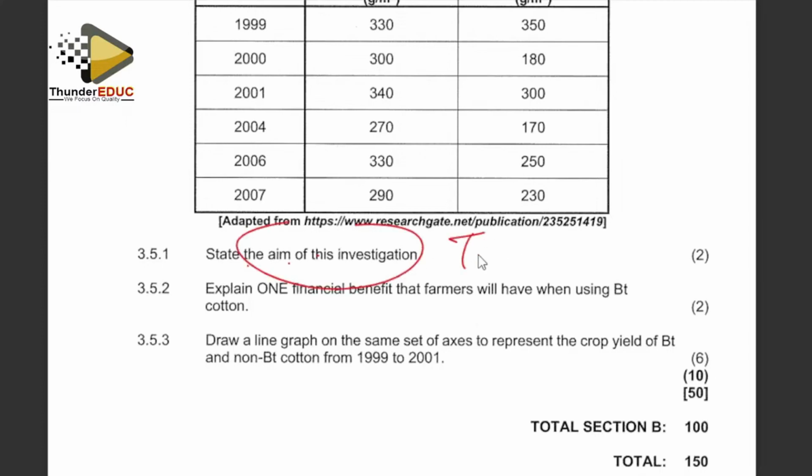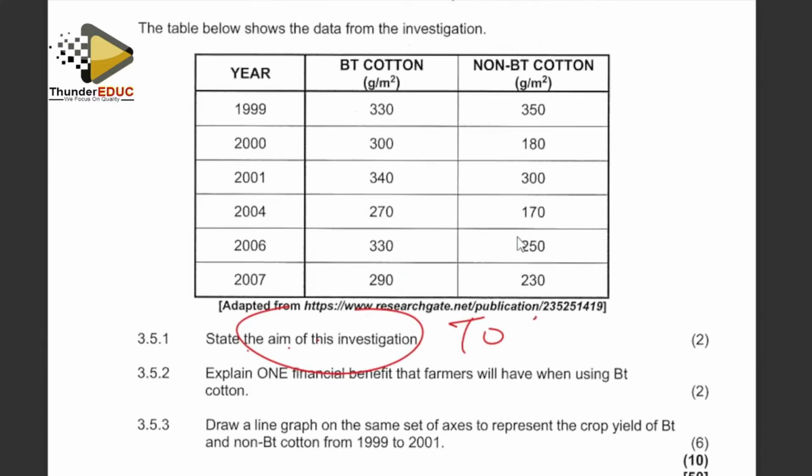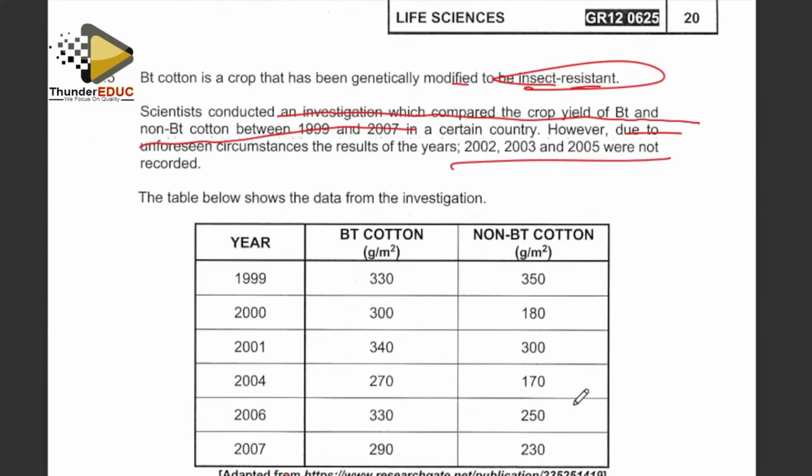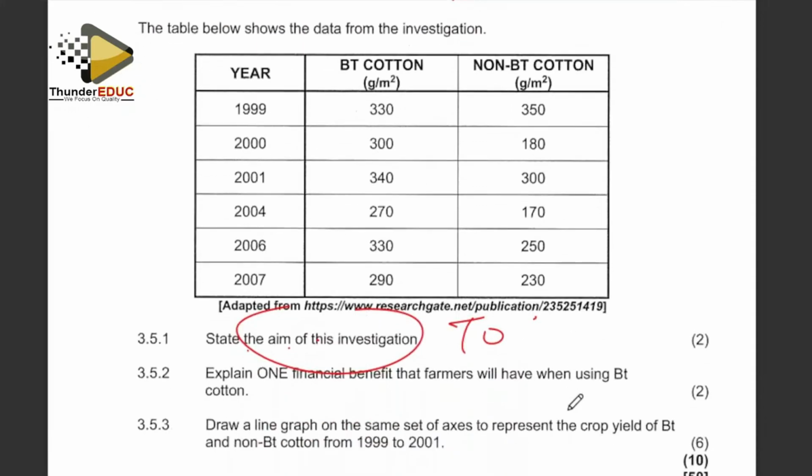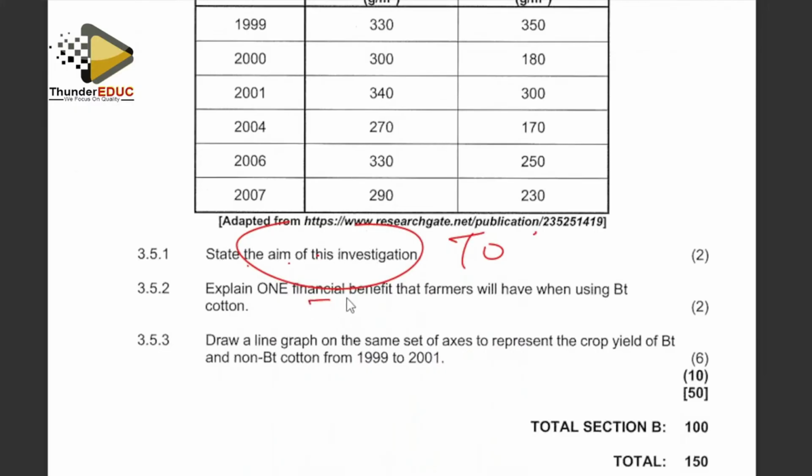Remember the aim, I said that it must start with the word 'to'. It is to compare the crop yield of BT and non-BT cotton between 1999 and 2007. Yes, that's what you're supposed to talk about, in this country. Then they're saying to explain one financial benefit to the farmer of having this.